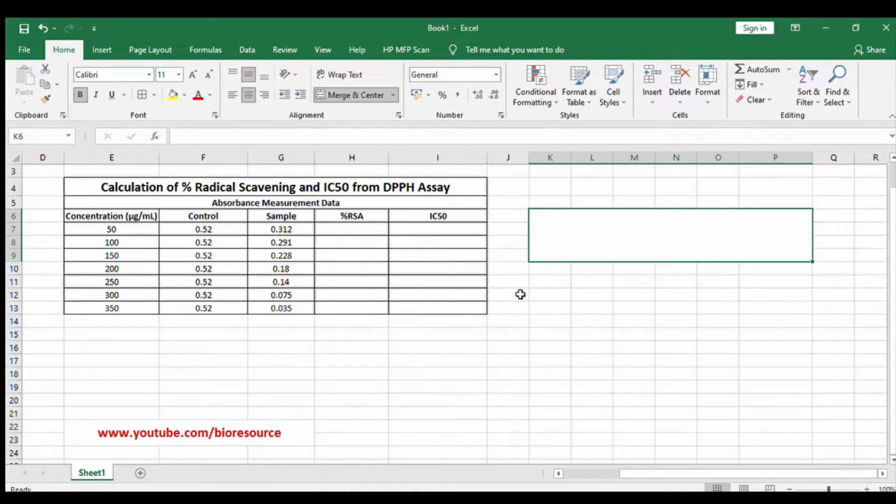Today we are going to discuss the calculation of percentage radical scavenging activity and the calculation of IC50 from the DPPH assay.